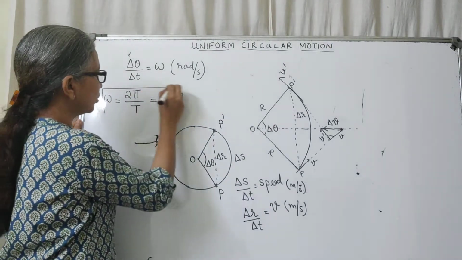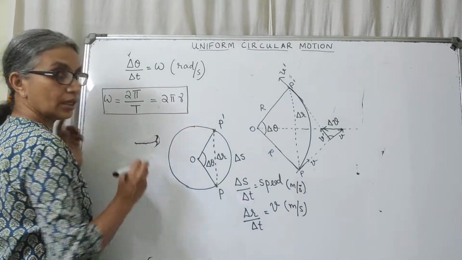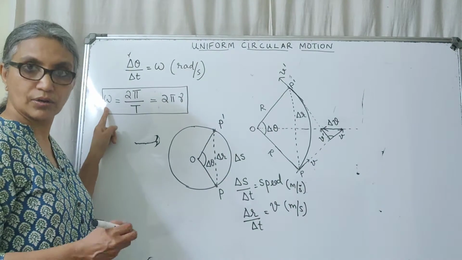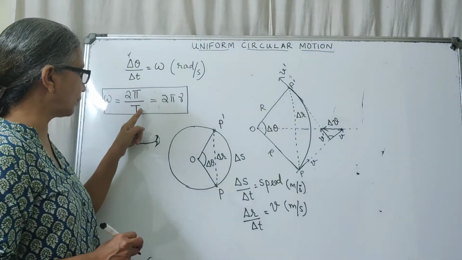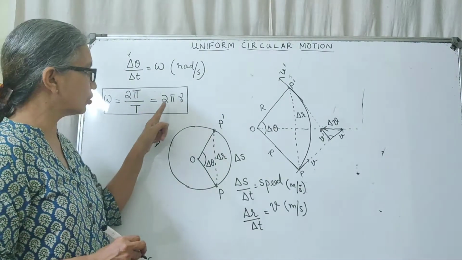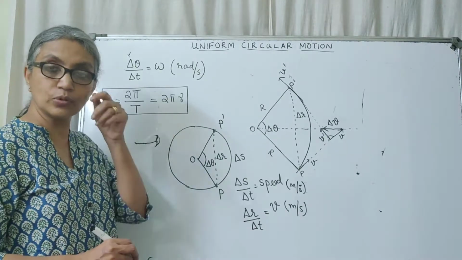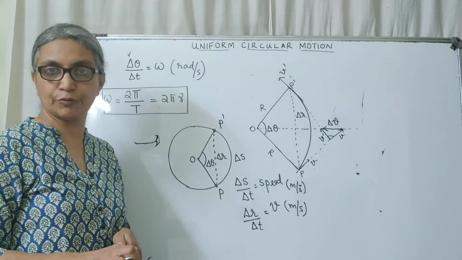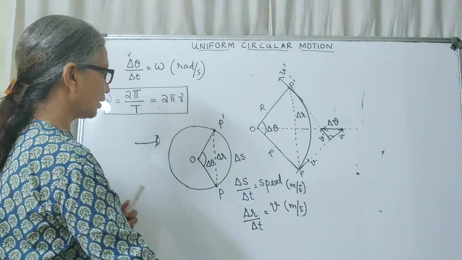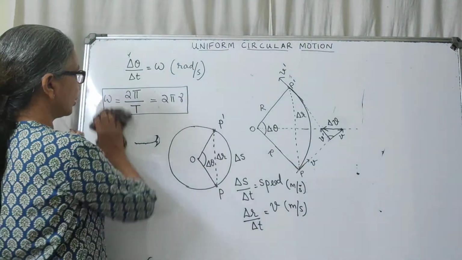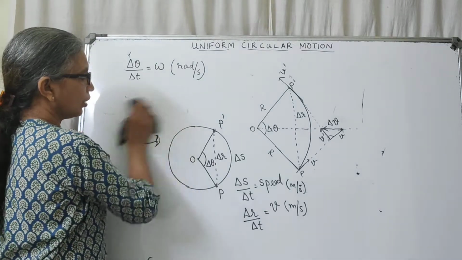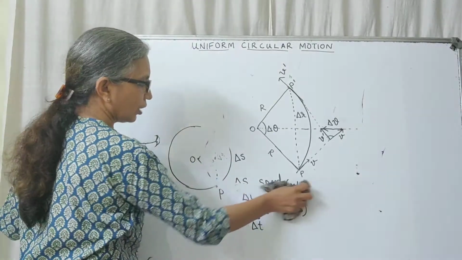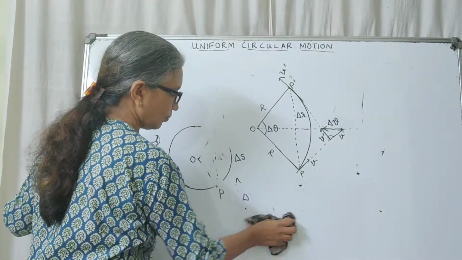So, this relation you need to know, where omega is the angular frequency or angular speed, which is 2 pi by T, where T is the time period. So, it's also equal to 2 pi nu, where nu is in revolution per second or in hertz, which is called the linear frequency. So, knowing this much, we may now go into our main topic for today, uniform circular motion.